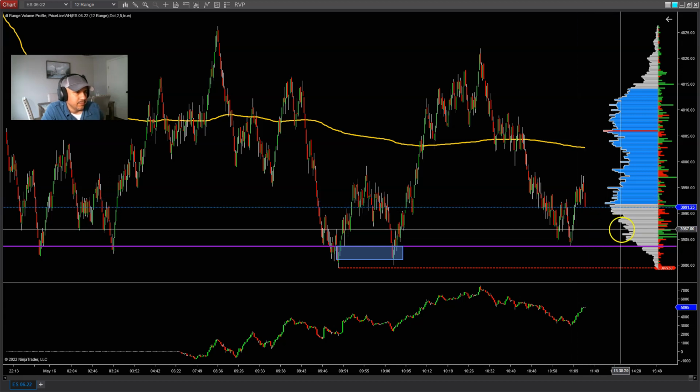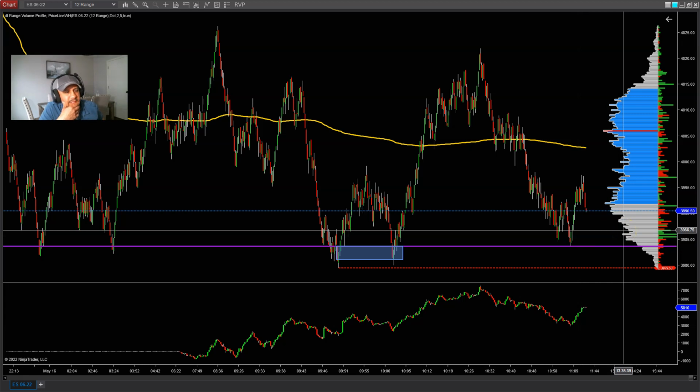All right, let's see. Not sure. Honestly, I'm really not sure what price is going to do. This sideways chop mess is absolutely annoying.